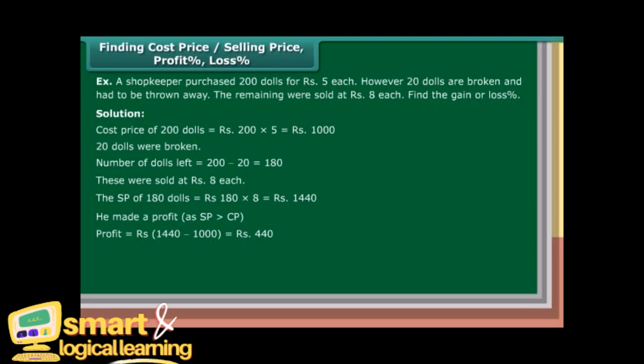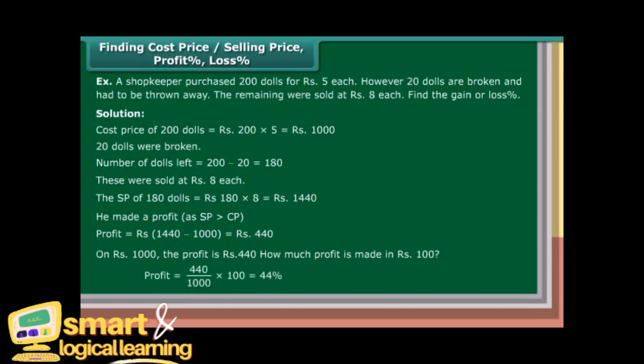Profit is equal to rupees 1440 minus 1000, which is equal to rupees 440. On rupees 1000, the profit is rupees 440. How much profit is made in rupees 100? Profit is equal to 440 upon 1000 into 100, which is equal to 44%.